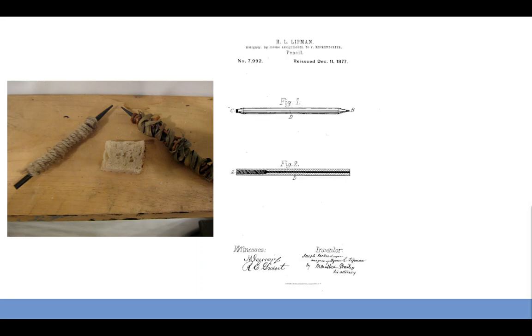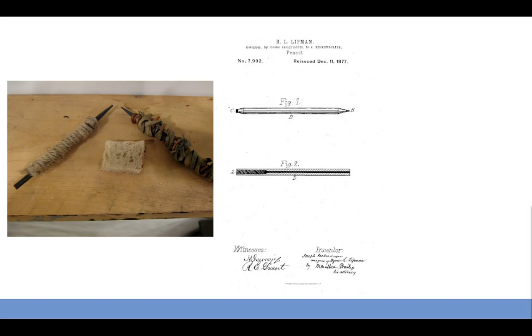Well, fast forward a little bit, and this guy comes up with a pencil with an eraser attached. This is the pencil end. This is the eraser end. And you actually had to sharpen the eraser end just like you sharpened the pencil end. And now it's a lot easier and cleaner to erase work.